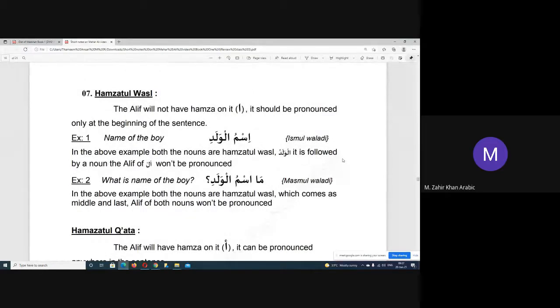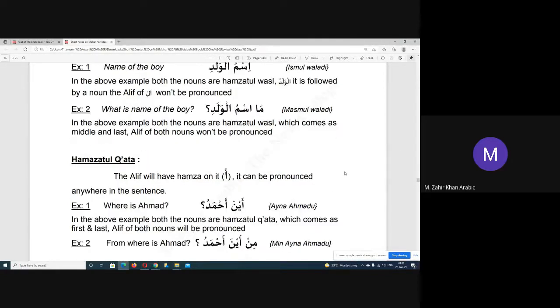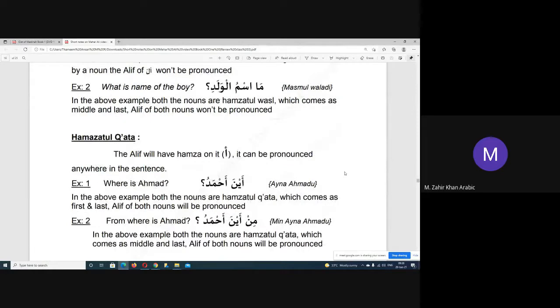So what is Hamzatul Wasl and what is Hamzatul Qat'? Hamzatul Wasl means the alif which does not have hamza on top or bottom of it. I am repeating once again. What is Hamzatul Wasl? The alif which does not have hamza on the top or bottom of it. What is Hamzatul Qat'? The Hamzatul Qat' is the alif which is having hamza either on the top or at the bottom of the alif.